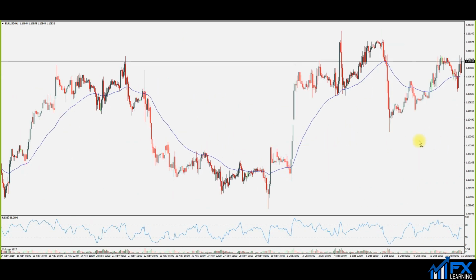Let me find you a good example. Okay, here's one here, right? So I'm just going to draw this one here. And this is live as it's happening. Okay, so something like this. You notice how we've got a number of touches from this trend line. You got one touch here, one touch here, and we've also got a false breakout here.